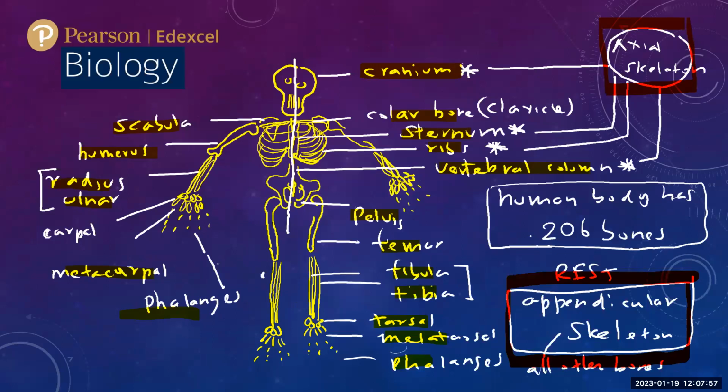So we have learned about the human skeletal system and the important bones of the human skeletal system. We can also divide the skeletal system into the axial skeleton and the appendicular skeleton.